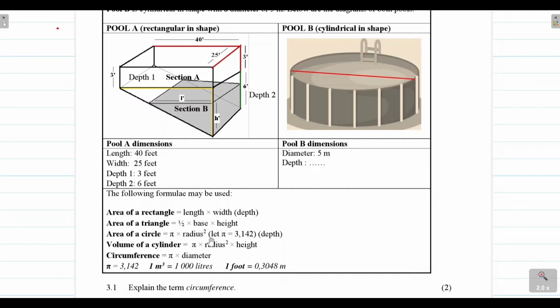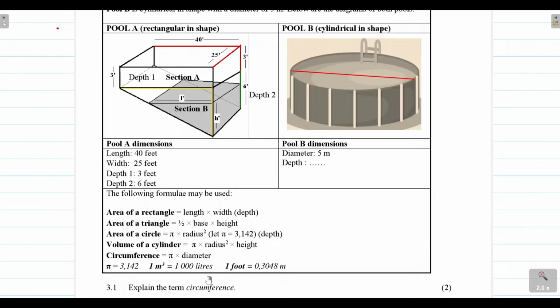To calculate the volume, guys, we already know volume is equal to the area multiplied by the height or multiplied by the depth, right? So to get the volume of the cylinder, you just take pi times r squared multiplied by the height. So that would give you the volume.